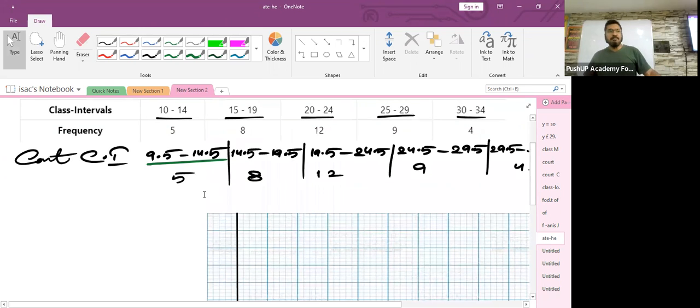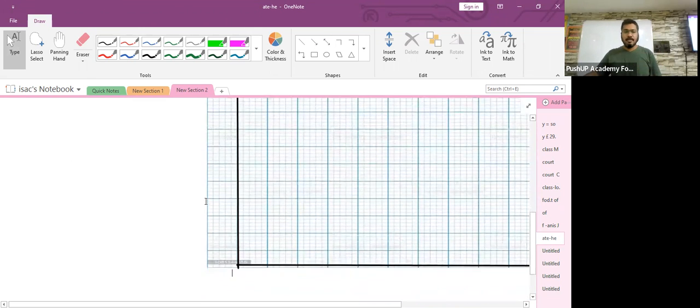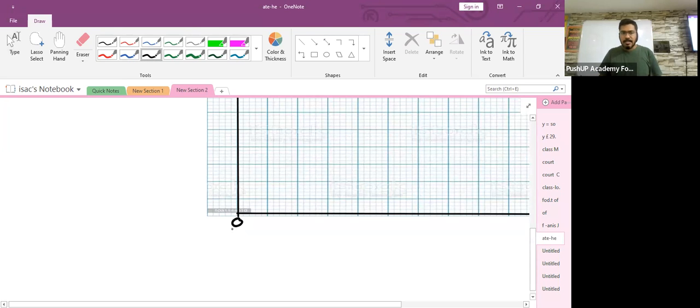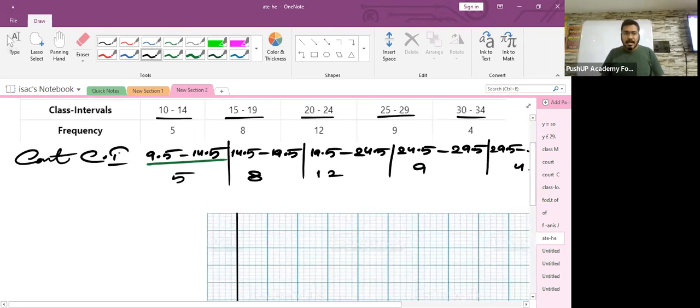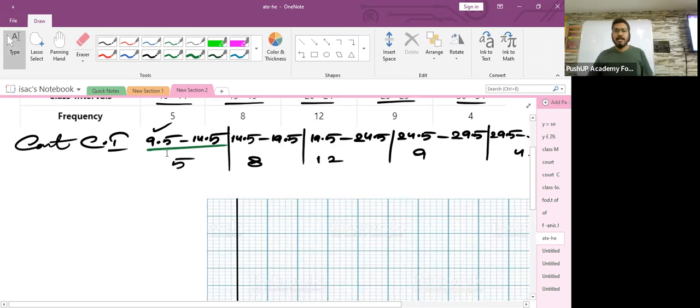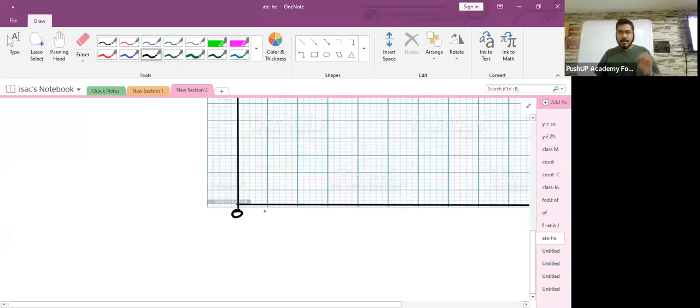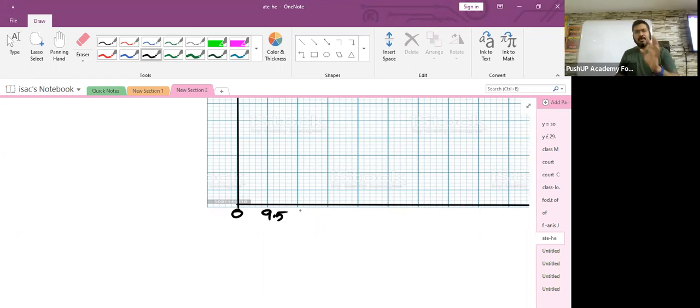So children, what you are supposed to do is very simple. You will write 0 here. The first class interval is starting from where? 9.5, isn't it? And for the first centimeter, you will just represent 9.5. As simple as that, children. Same logic you are going to use in class 10 also. If you don't have any clue about what is happening in the first class interval, which is 0 to 9.5, just represent it on the first centimeter.